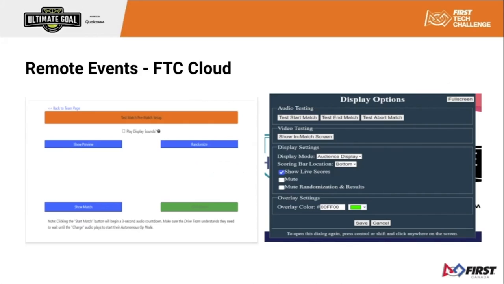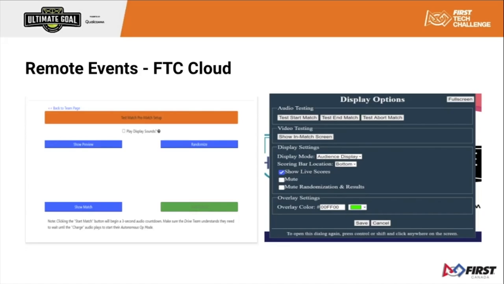the web dashboard view is shown. So on the left-hand side is what shows if you select the main menu, and on the right-hand side is what shows if you selected the audience display. There's going to be a general requirement of running the audience display on some sort of computer with an accessible size screen, just because you want to be able to see the timer as well as hear the game sounds. So on the left-hand side, you have the test pre-match setup button.